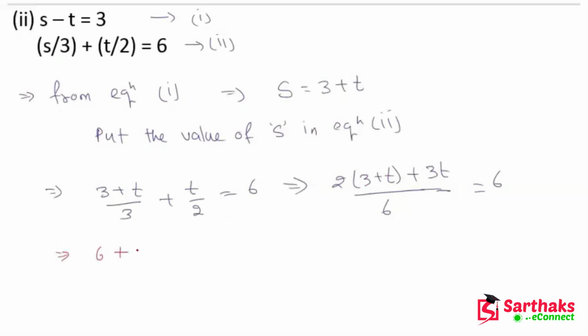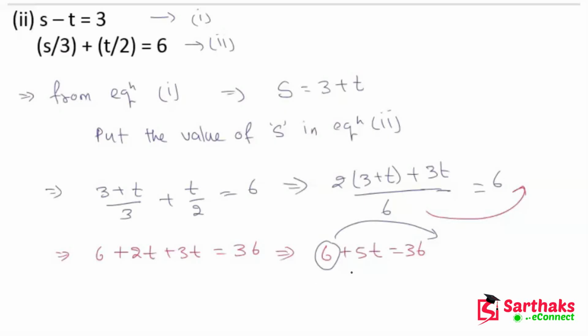Now solve this. We get 6 plus twice of t plus 3t, which is equal to 36, because this 6 will shift to the RHS and it will go in multiplication. So 6 into 6 is 36. Now this will become 6 plus 5t, which is equal to 36. Now we have to shift this 6 to the RHS. So this will become 5t is equal to 36 minus 6, so this will become 30.